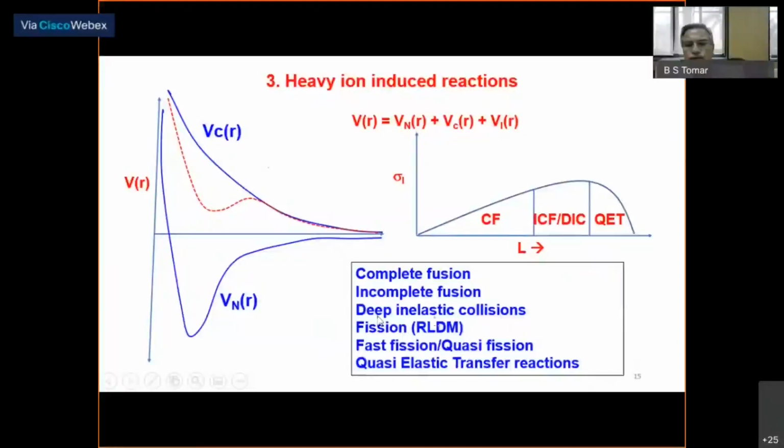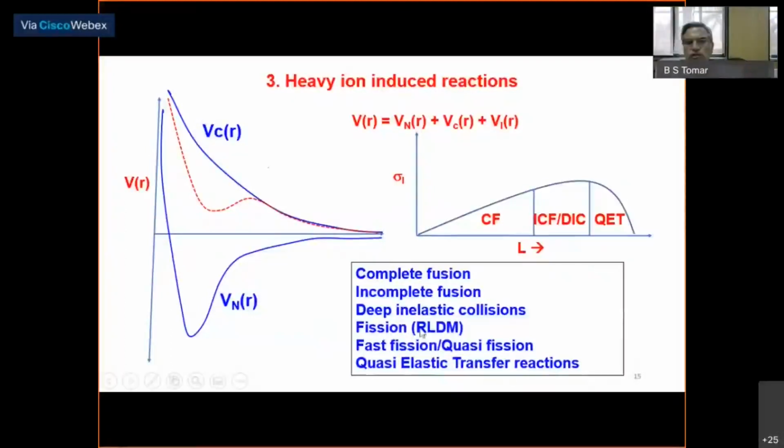So these are the different reactions that occur when a heavy ion is bombarding the target nucleus: incomplete fusion, complete fusion, deep inelastic collisions. In fact, once you have heavy ions bombarding heavy target nuclei, then fission becomes a dominant mode of decay. And with the higher angular momentum, the fission barrier further comes down. So it's called a rotating liquid drop model. The liquid drop model is the normal fission model, but if you bring in angular momentum, the fissioning nucleus is rotating also, and so that will reduce the fission barrier. So this is called the RLDM.